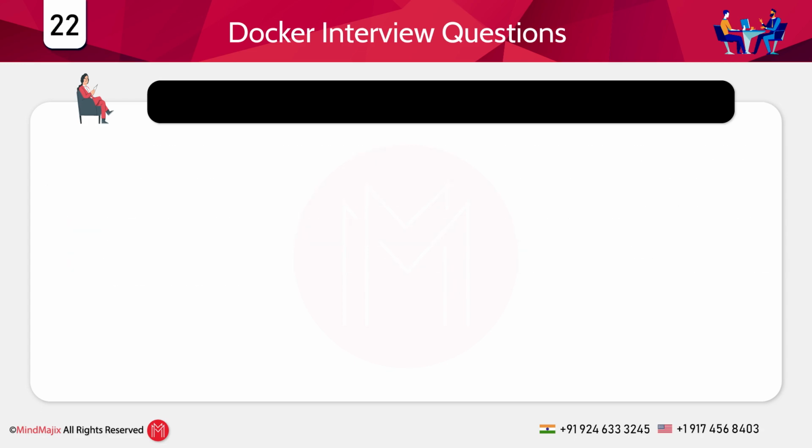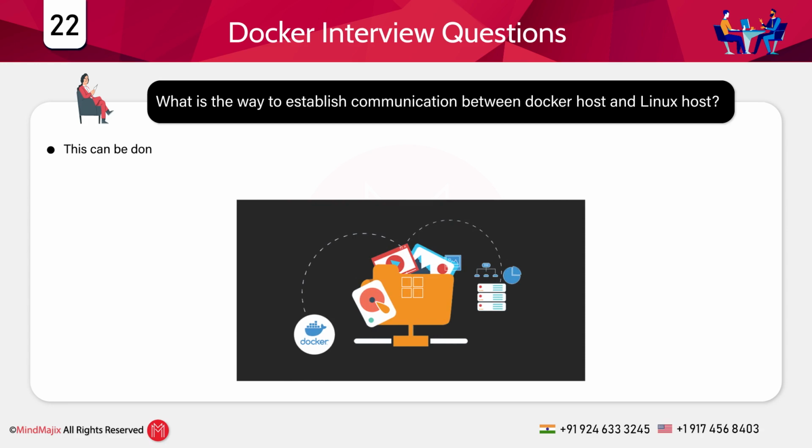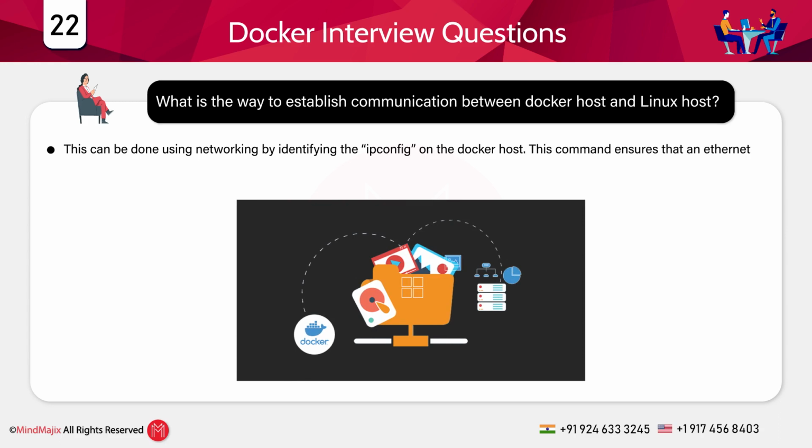Question number 22. What is the way to stabilize communication between Docker host and Linux host? This can be done using networking, by identifying the ipconfig or ifconfig command on the Docker host. This command ensures that an Ethernet adapter is created as long as Docker is present on the host.